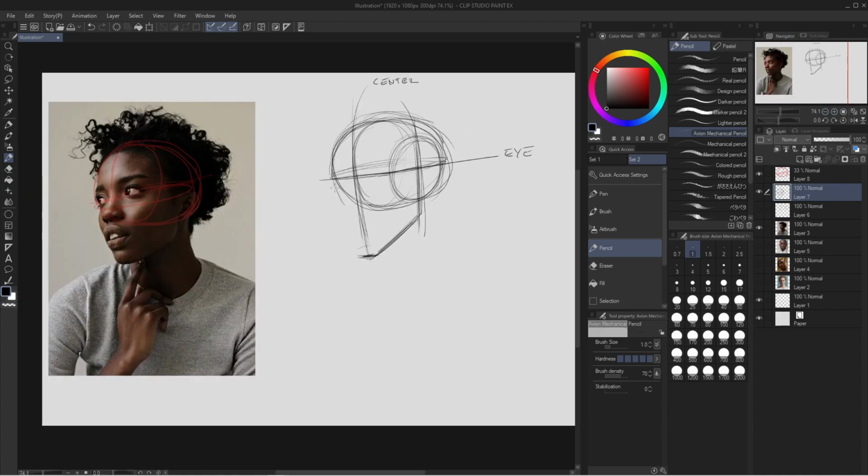And then after that, same thing on this side. You can draw another vertical line here and just connect the chin to the jaw, to that vertical line there, like that. And now you have a basic shape for your character's head. But it goes even deeper than that.